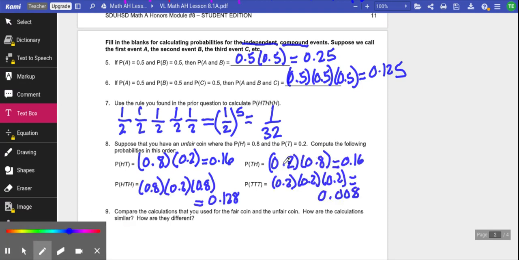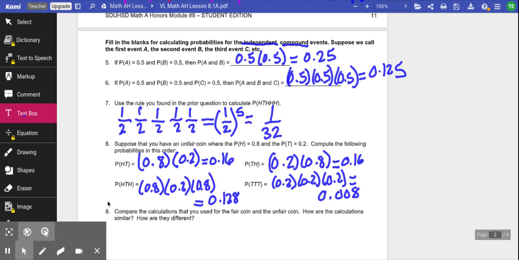Okay, so here I had to multiply my two numbers. I got 0.16. Here I'm multiplying the probability of head times the probability of tail times the probability of head. I get 0.128. Here I'm multiplying probability tails times tails times tails. I get 0.008. Compare the calculations that are used for a fair coin and an unfair coin. How are the calculations the same and how are they different? Well, we're still using the same method. We're multiplying each of the events, but what the probability individually are different, so we get different answers.